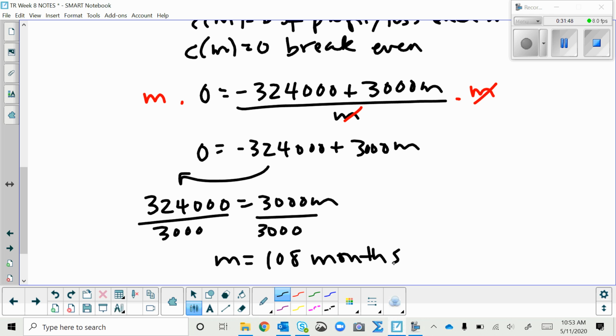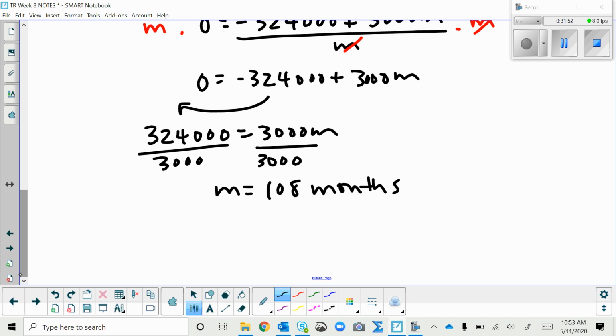It's 108 months to break even, but that is not what the problem is asking us. It's saying how many months before they see a profit. So after charging rent on that property for 108 months, they've finally broken even. They're no longer in debt. It's one more month after that that they start seeing a profit. So it will take 109 months for that to happen.